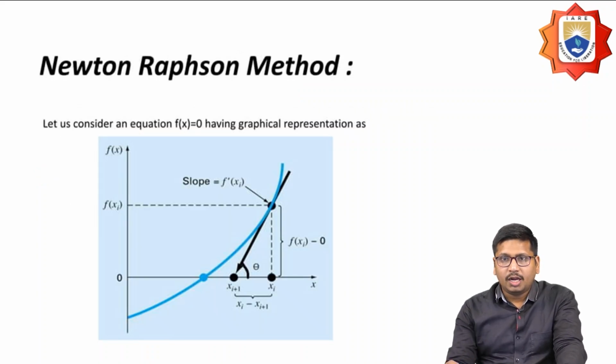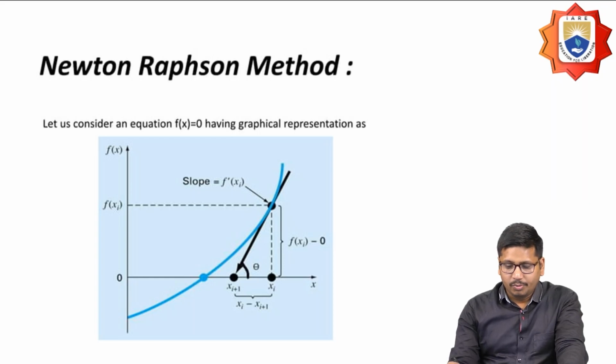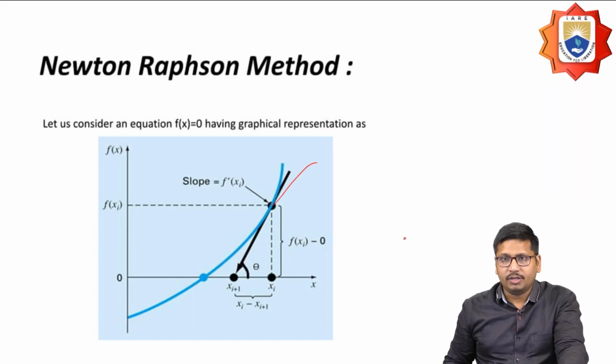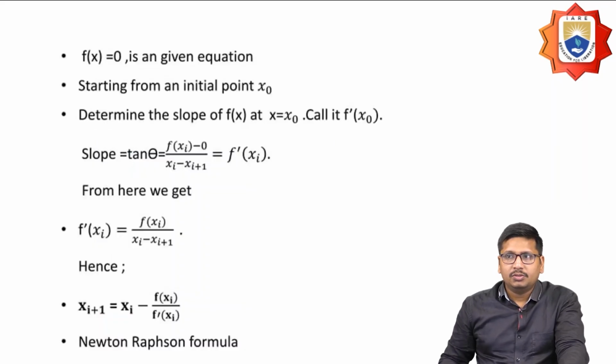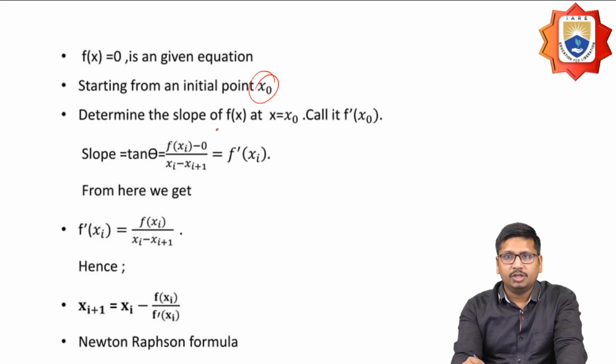So how the graph looks in the Newton-Raphson method is that, if I consider x and f of x on the y-axis, then by taking the values of xi and xi plus 1 and making a slope of that, I am able to obtain f dash of x here. So if I take f of x equal to 0, that should be the initial given equation, and starting at x naught, determine the slope of f of x at x equal to 0, which we can call f dash of x naught.